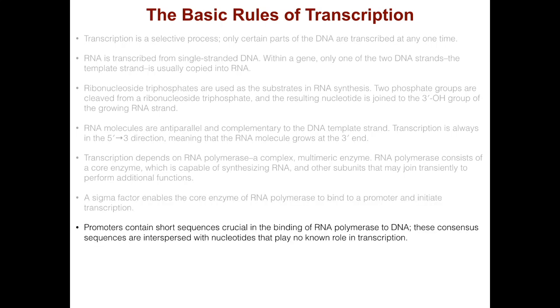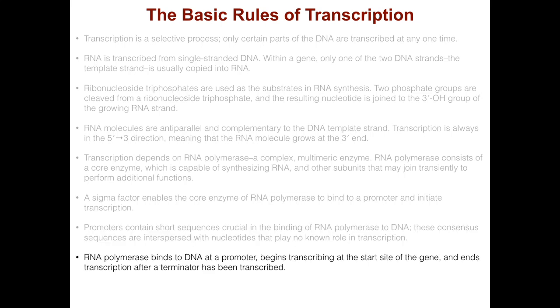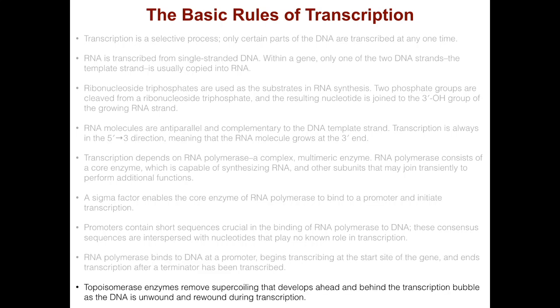Promoters contain short sequences crucial in the binding of RNA polymerase to DNA. These consensus sequences are interspersed with nucleotides that play no known role in transcription. RNA polymerase binds to DNA at a promoter, begins transcribing at the start site of the gene, and ends transcription after a terminator has been transcribed. Topoisomerase enzymes remove supercoiling that develops ahead and behind the transcription bubble, as the DNA is unwound and rewound during transcription.